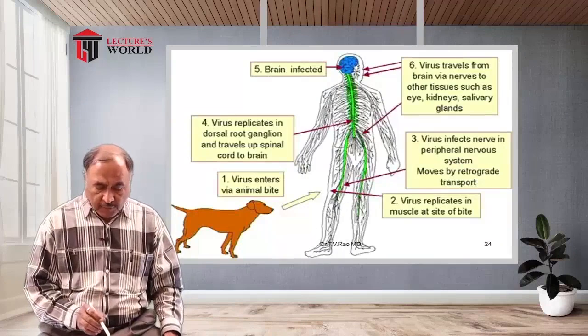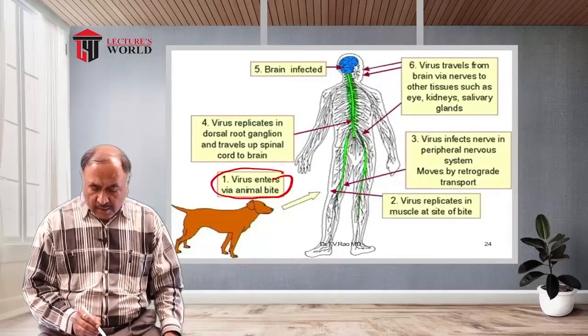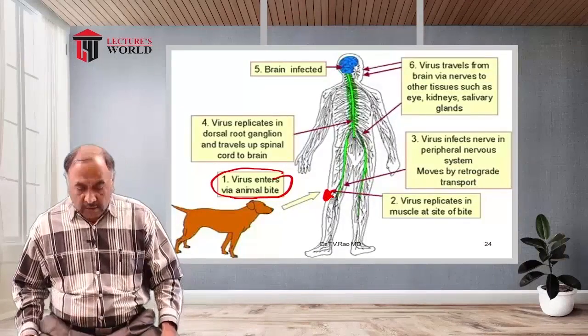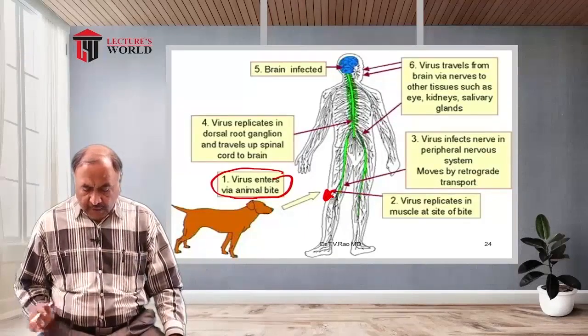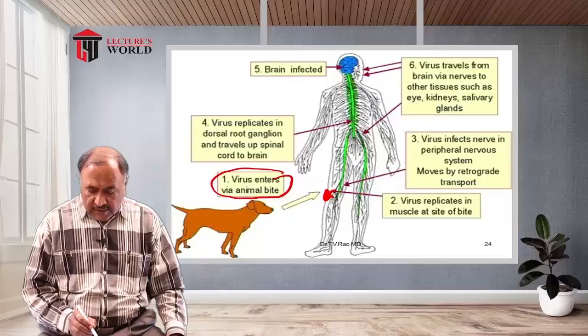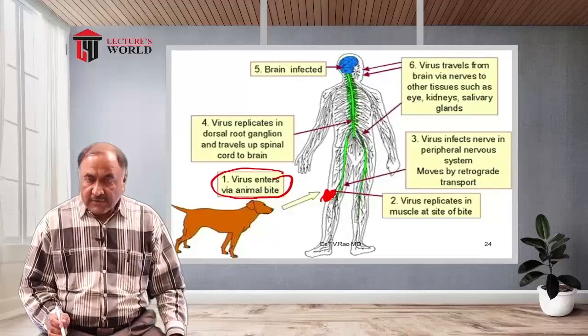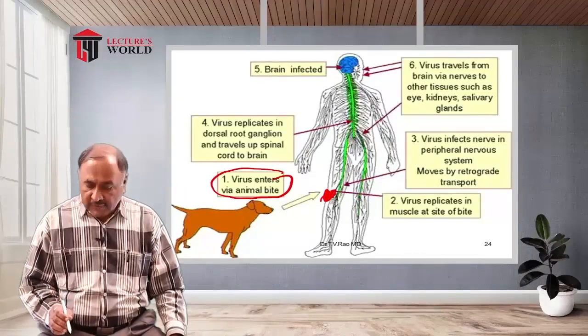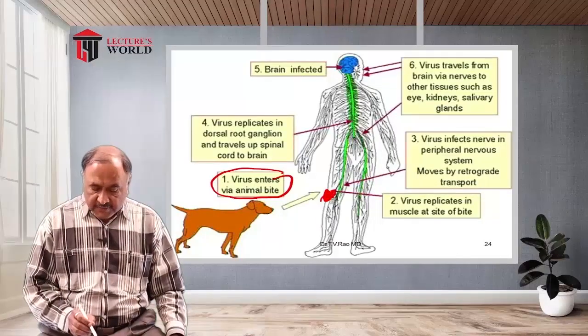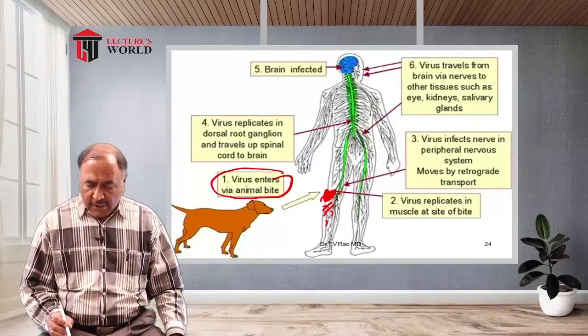Now, if you see here, the virus enters the animal via a rabid bite. For example, the animal, that is the dog, bites here. Then the virus replicates in the muscles at the site of the bite. Here the virus will infect. In the third step, the virus infects the nerve endings in the peripheral nervous system, meaning these are the peripheral nervous systems here, and moves by retrograde transport.